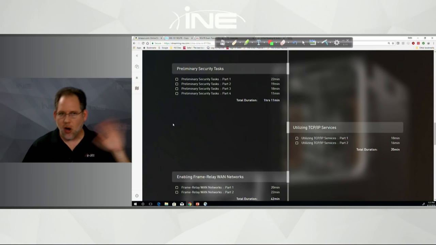If you want to do all of it, it's either renting time on our racks or using Cisco VIRL, or you could use Packet Tracer and try to get your topology to look as closely as possible to the topology I've created in here, and then you could do most of it.